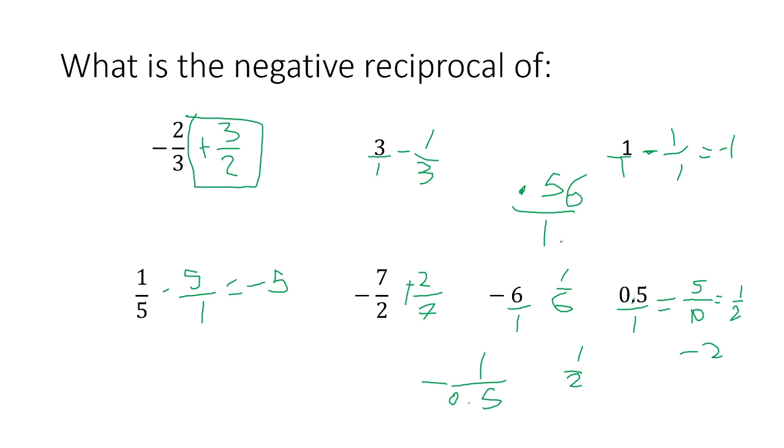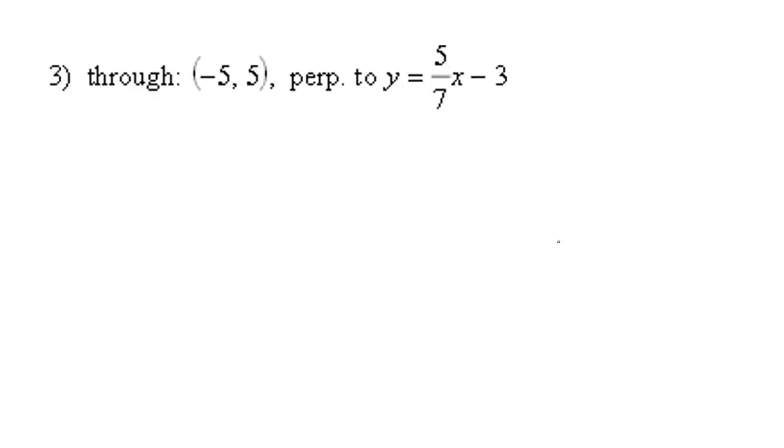All right, let's practice this perpendicular stuff. So we want to know the equation of a line that goes through negative 5, 5, that's perpendicular to this line. So the first step, always first step, we know it's y equals mx plus b. And after that, we got to find our new slope. Okay, so our old slope is 5 over 7, right? Old slope is 5 over 7.